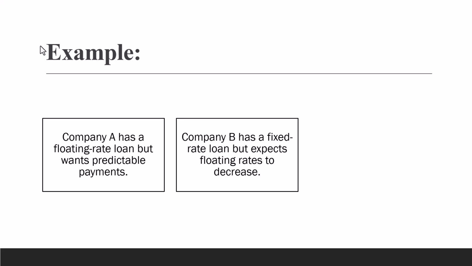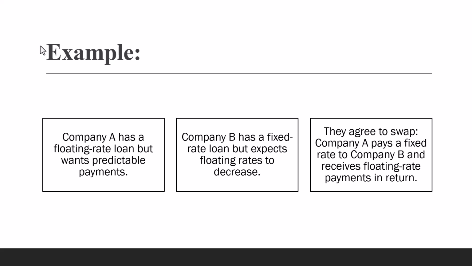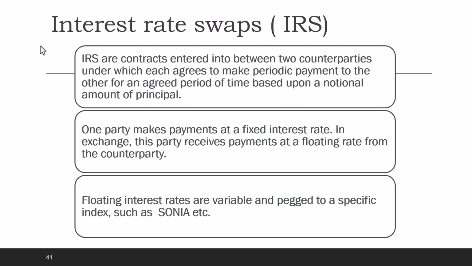And Company B has the opposite. He has a fixed rate, but he wants a floating because he expects the interest rate to go down. So both the parties have a different outlook of the market. So they agreed to a swap deal, which you have already done: the interest rate swap. So, for example, I'm just going to take a little while from now.